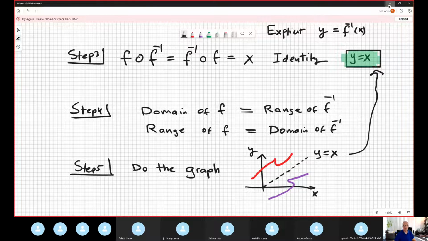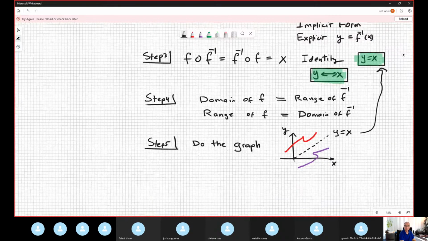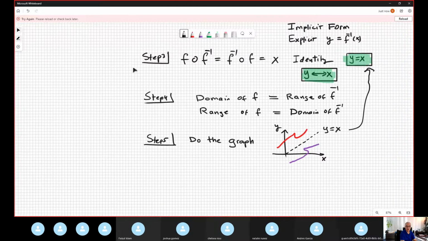Okay, now the thing I try to explain here is different. It is interchange x and y. This is the equation for the identity. But the part I highlight in green color, what's this? Do you remember this very well or not? No? Yes. Okay, now let's do a couple of examples.